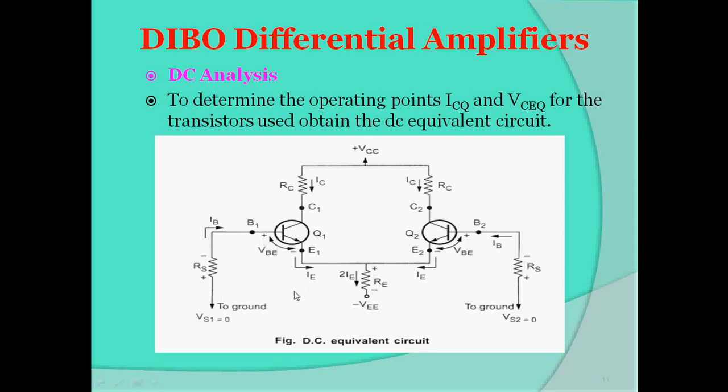Now Kirchhoff's voltage law we are going to apply. Because of the current IB, the voltage drop across this resistor is RS into IB. The voltage drop between base and emitter is VBE, and here the voltage drop is RE into 2I. And at last there is the voltage minus VEE present. So how can we write the equation after applying Kirchhoff's voltage law?